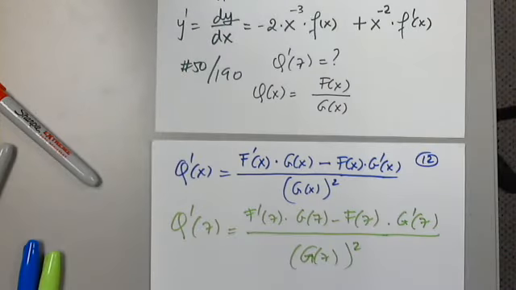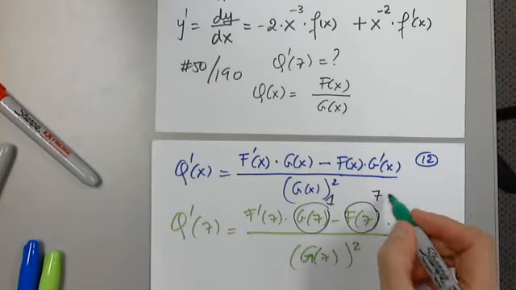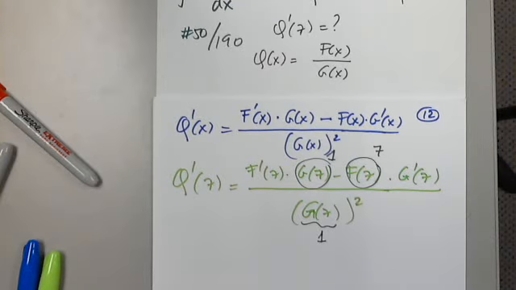So here's f in red, g in blue. 7. 1, 2, 3, 4, 5, 6, 7. g of 7 is, this is 0 here. So g of 7 is 1, and f of 7 is 1, 2, 3, 4, 5. f of 7 is 5, g of 7 is 1. So this is 1, and this is 7. And this, bless you, is also 1. So now I have to find f prime of 7 and g prime of 7.